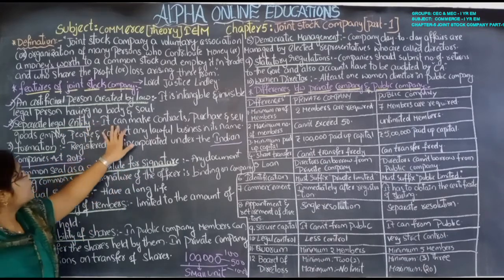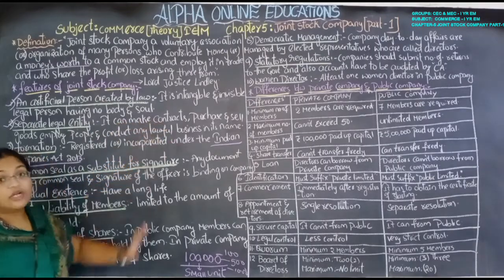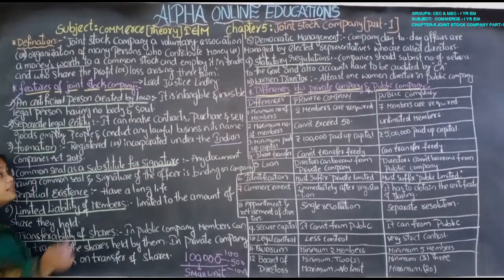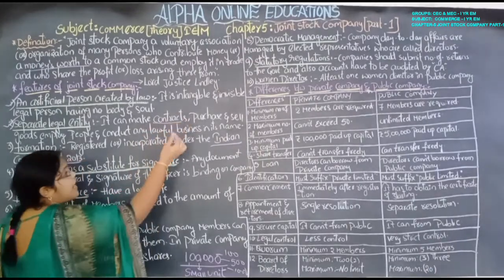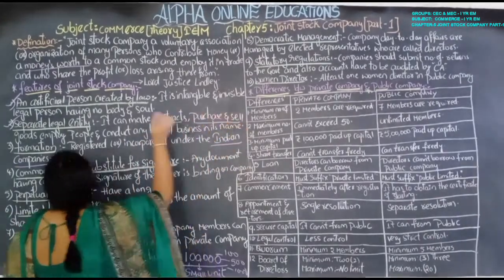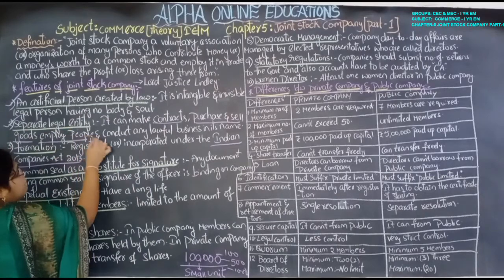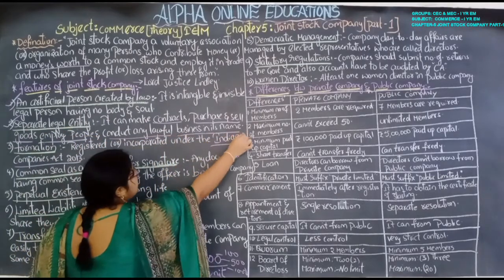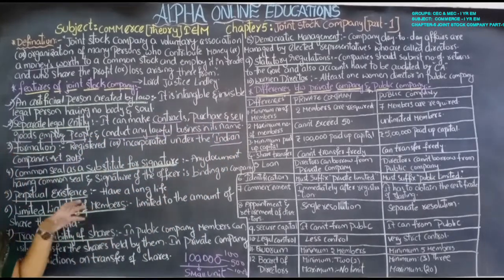Okay, it can make the contract. Which can make the contract? The company can make the contract, purchase and sell the goods, employ the people, conduct any lawful business in its name, with the name of the company.